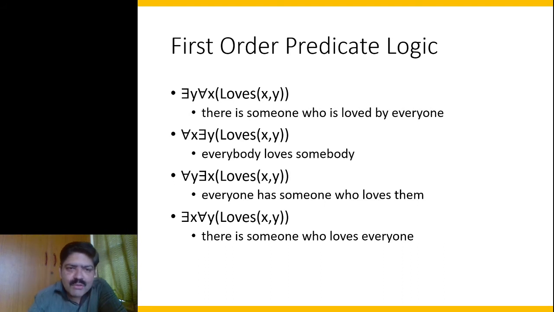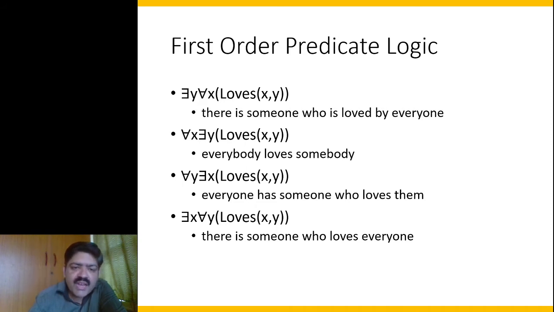Okay, let's quickly review first order predicate logic. This is school stuff, so I might go a little fast here. There exists a y for all x such that loves of x comma y. If we know that loves of x comma y is a predicate which says that x loves y, then there exists a y for all x such that loves of x comma y says that there is someone who is loved by everyone. Then how would you write everybody loves somebody? Well, for all x, there is a y such that loves of x comma y holds true. That says everybody loves somebody.